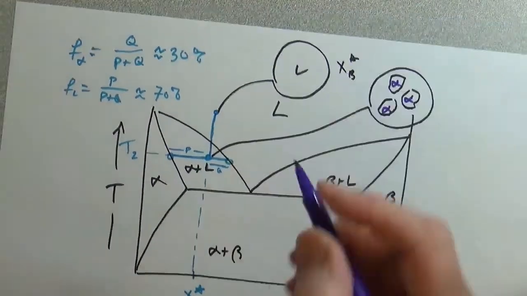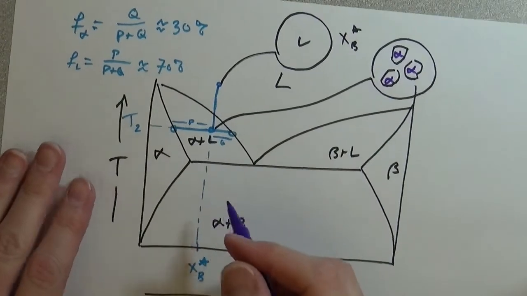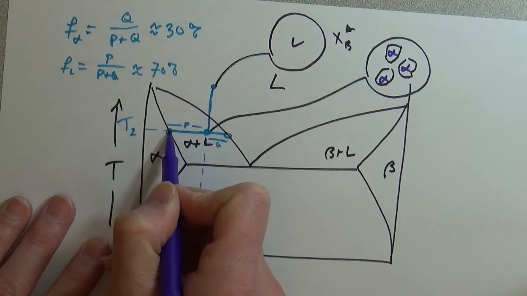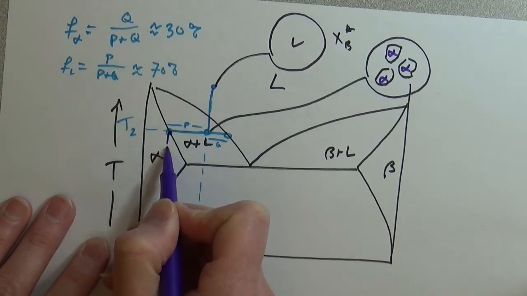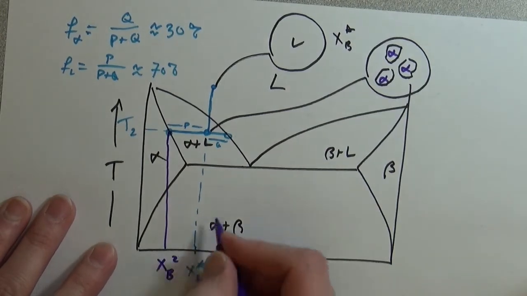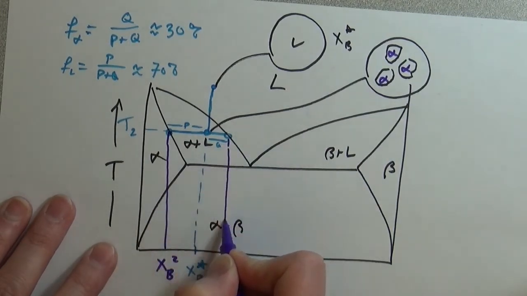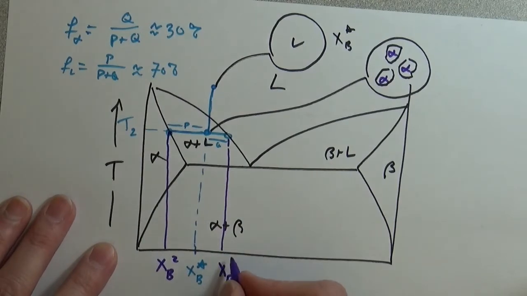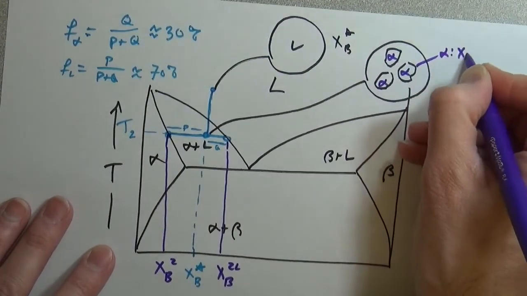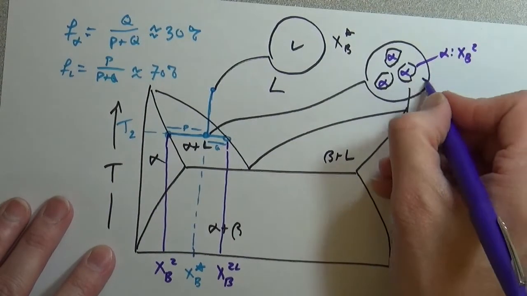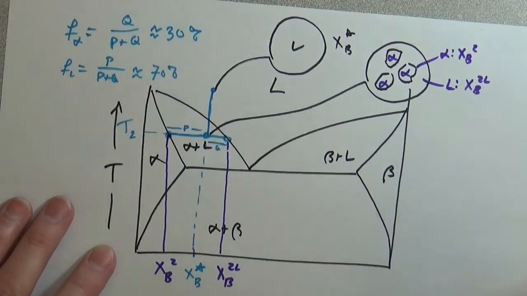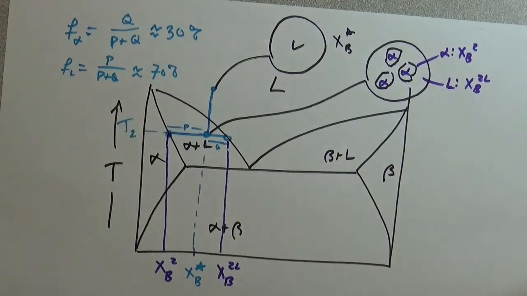Alpha, and the composition of alpha comes from drawing our line down where the tie line intersects the line here. So that's going to be XB2, and this liquid is going to be XB2L. So alpha XB2, and liquid XB2L.